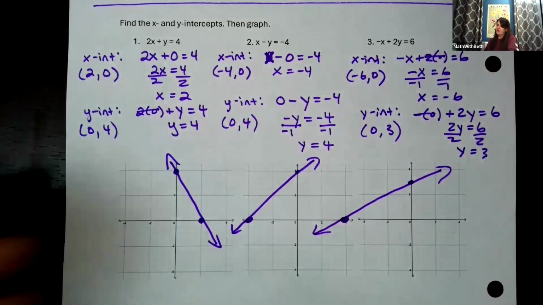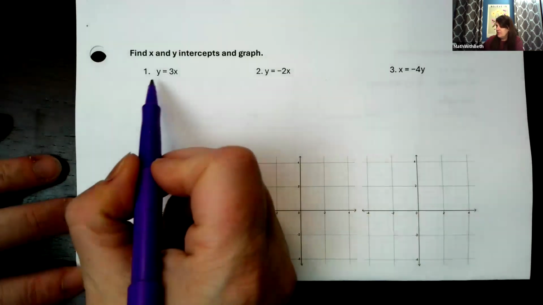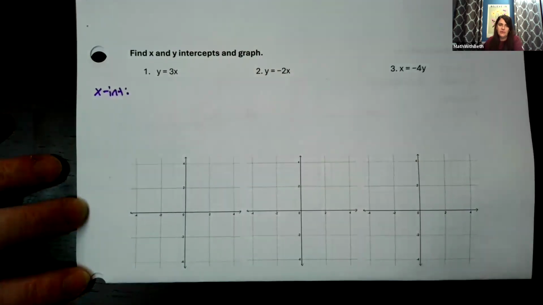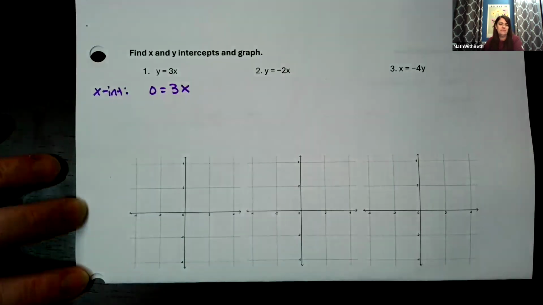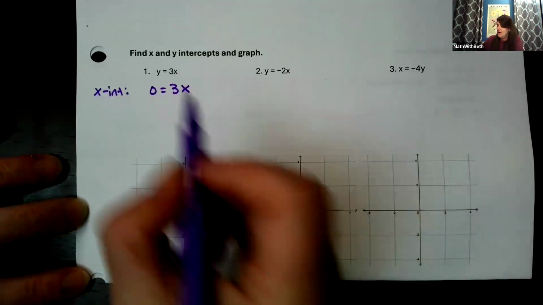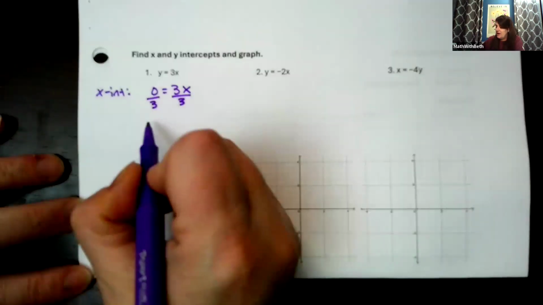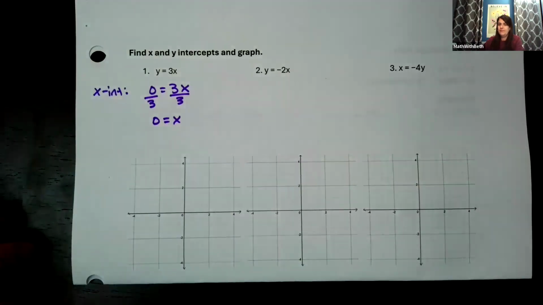Okay. We're going to do that one more time, but with graphs that are a little bit different. So if I wanted to find my x-intercept, I'm going to do the same thing I've been doing, and I'm going to plug in 0 for the y. It's just that this is a little different looking. So I would still divide by 3, and 0 is the x.